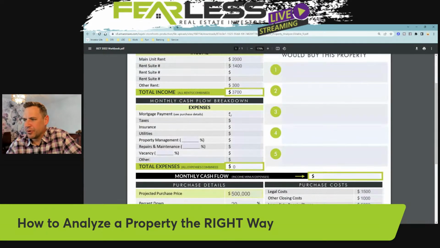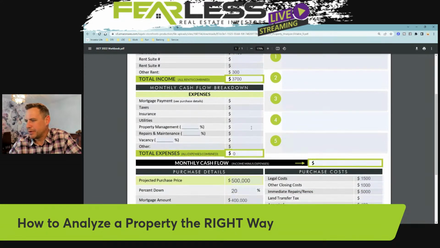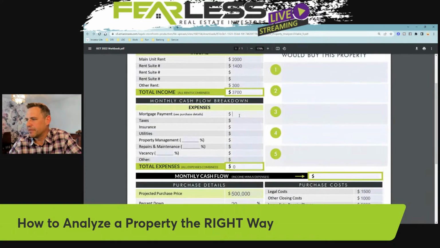Okay, so now we do our expense breakdown. We throw in our mortgage payment here, which was down below, $2,380. We already figured that out, so let's throw that in. And our MLS sheet or our realtor, or we can look it up on our city website, we can usually figure out what the taxes are going to be on a property. This particular one is roughly about $3,500 a year. So we're going to use a number of $292 for taxes per month. These are monthly, remember. Insurance on this type of property is about $150 a month. Tenant's going to pay the utilities, so we can leave this section blank.